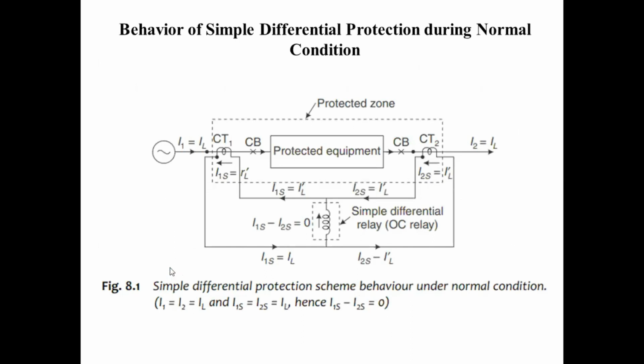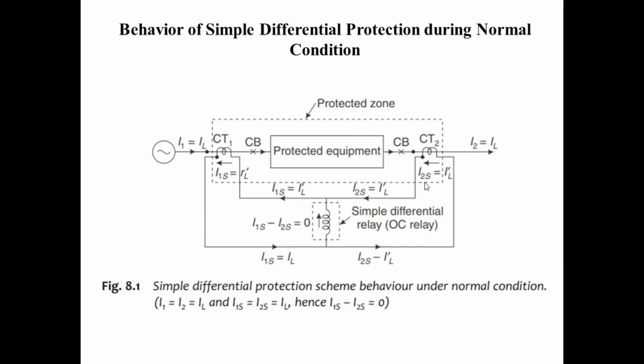This is the representation of the simple differential protection scheme behavior under normal conditions. It is a single source scheme, because only one source, the generator system, is connected. This is CT1 and this is CT2. This is your protected equipment, with circuit breakers connected on both sides, and this is the transmission line.